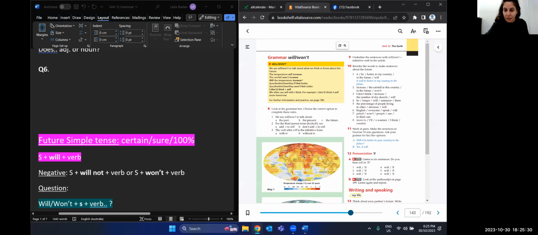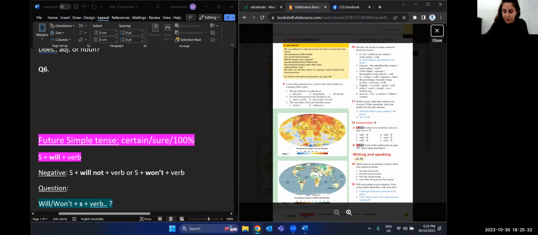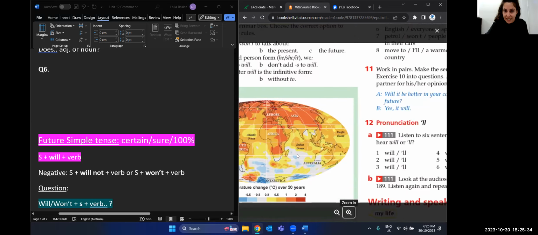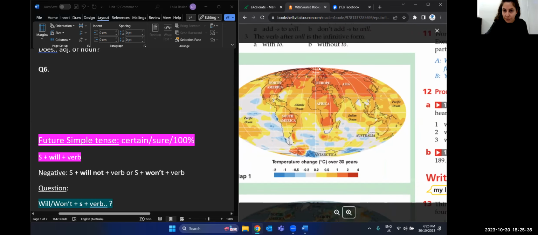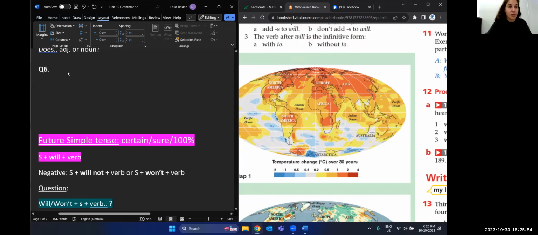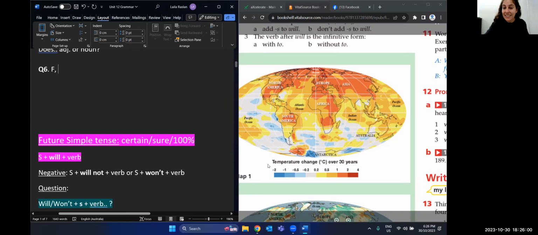False. If I look at the temperature, which I know is the first map, the Arctic is in top of the world. And remember, Antarctica is on the bottom. So has the Arctic increased? Sorry, the temperature in the Arctic has decreased? No. I can see that it's increased by 4 degrees. So false. The temperature in the Arctic has increased.